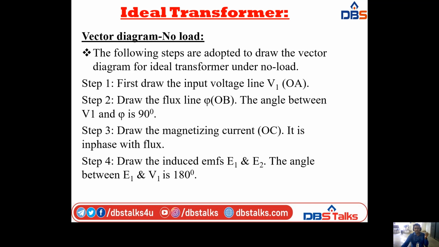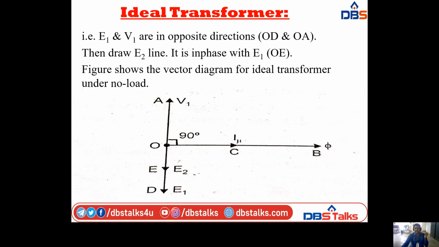So the flux line is already drawn, and in that line I am indicating point C. Up to that point, we are taking the magnetizing current, that is I mu. That means the magnetizing current is in phase with the flux. Both are in the same phase, or on the same line.